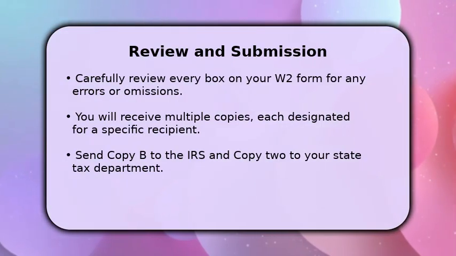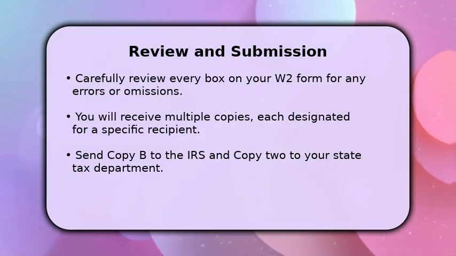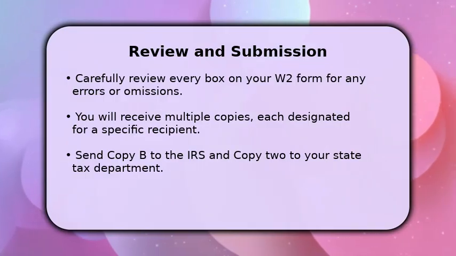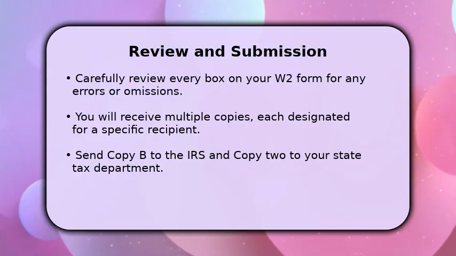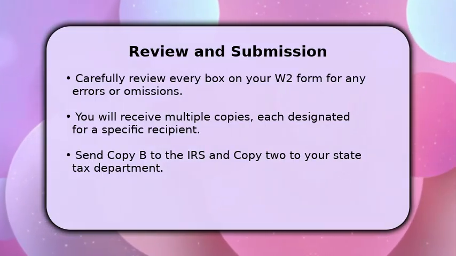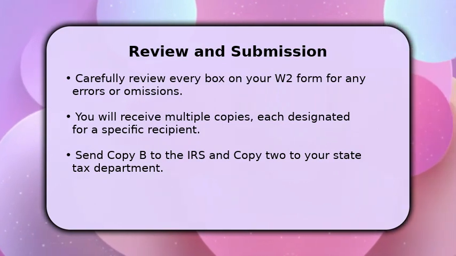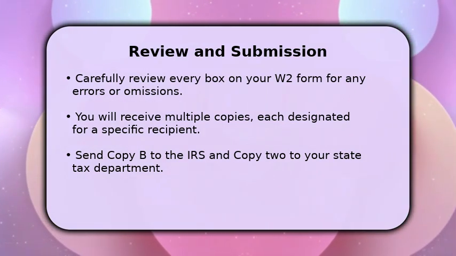Finally, the last step is to thoroughly review your entire W-2 form. Double-check every single box to ensure all numbers and information are correct. You will typically receive 3 or more copies. Copy B goes to the IRS, Copy 2 is for your state tax department, and Copy C is for your personal records. Keep your copy safe, as it is an important document for your financial history.